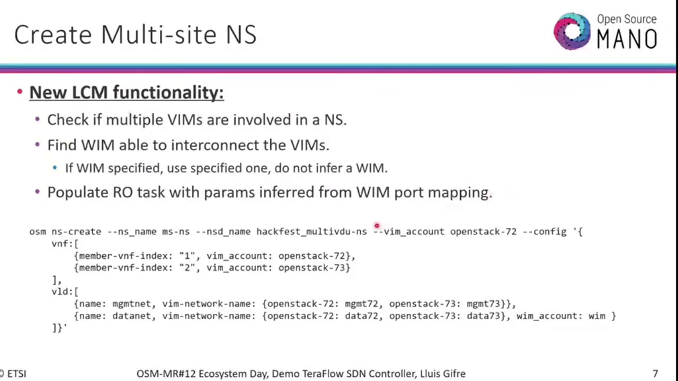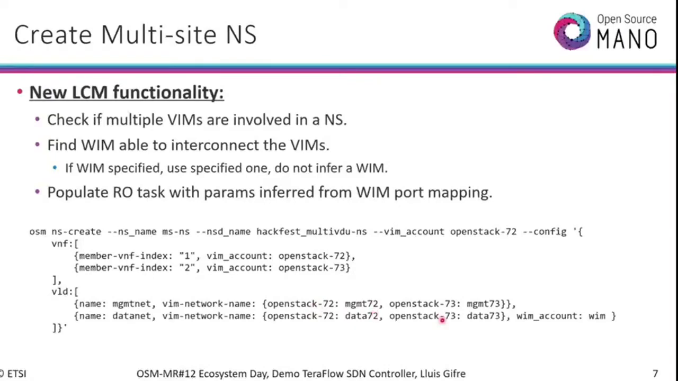So here we can see an example of the network service creation request. In this case, we specify first which are the members of the network service and in which VIM we want to deploy them. In this case, we have two OpenStack data centers, and then we also define some parameters for mapping the networks to the networks that we have defined in the data center. So in that way, we specify which are the management and the data networks we want to use in each of the data centers.